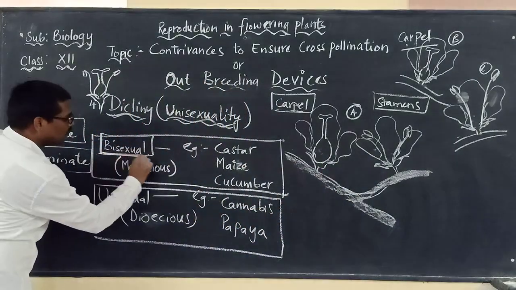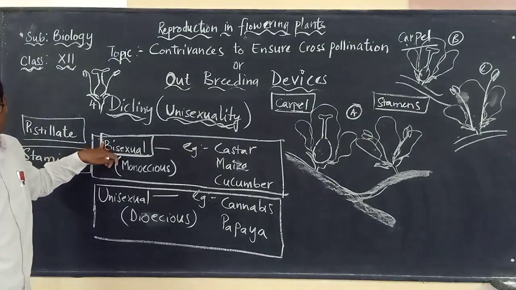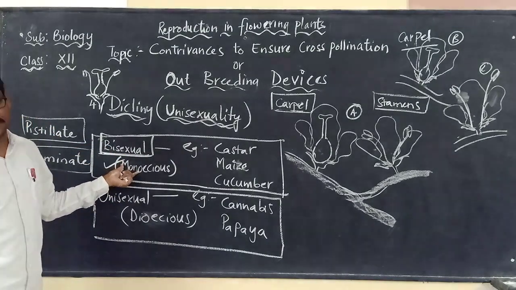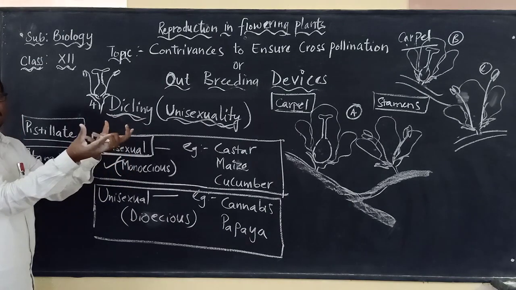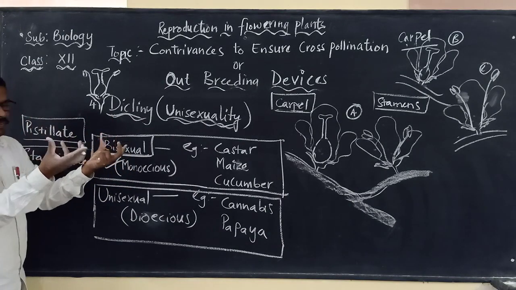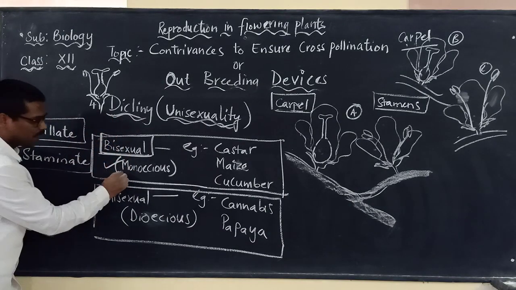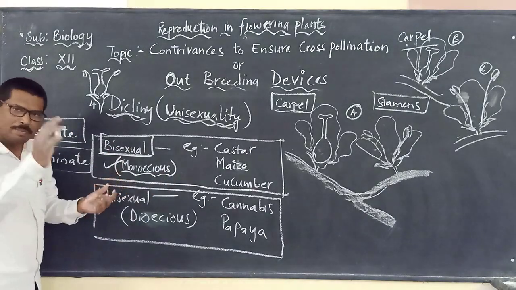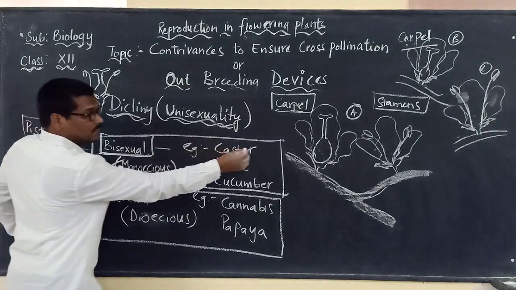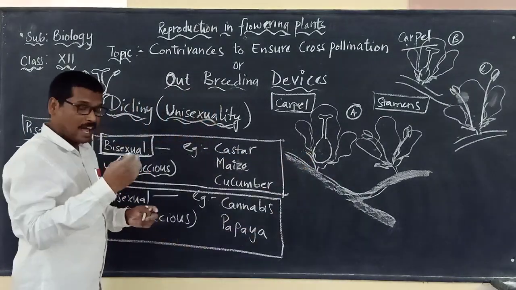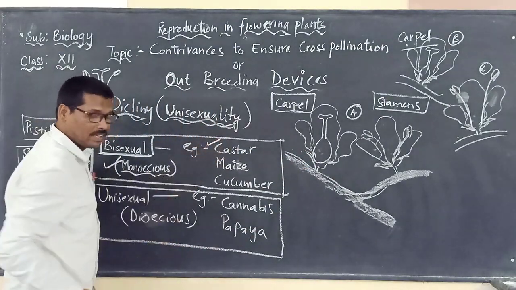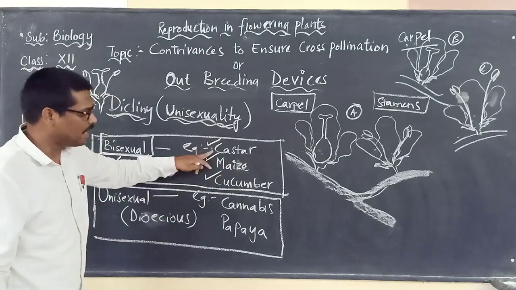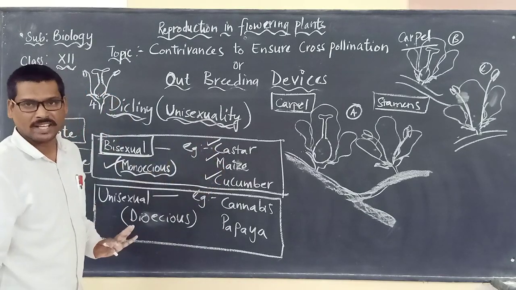Then that we call it as what? Bisexual. And we are using another word. What is that word? Monoecious. Because both the flowers, male flower and female flower, are born on the same plant. So we are using the monoecious. Okay, bisexual or monoecious. The best examples which will show this type of adaptation are, you can see very clearly, the castor, maize and cucumber. These are the best examples.